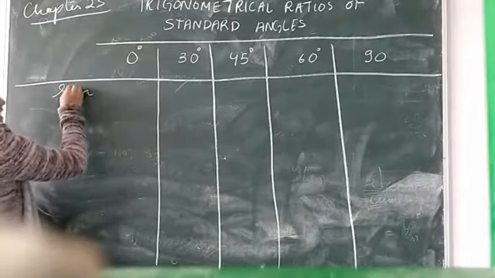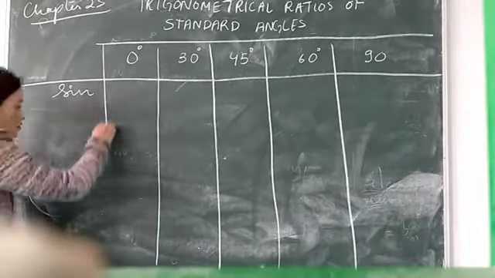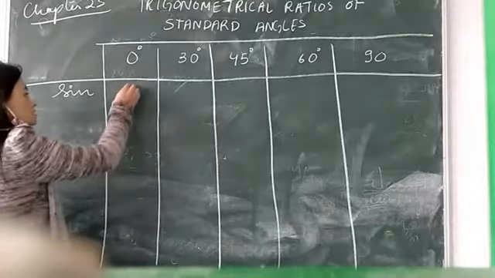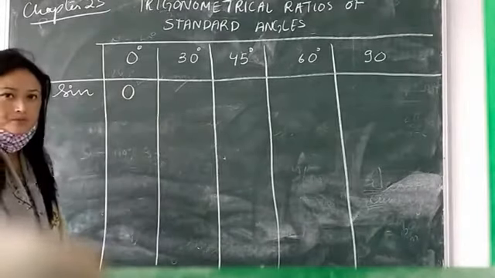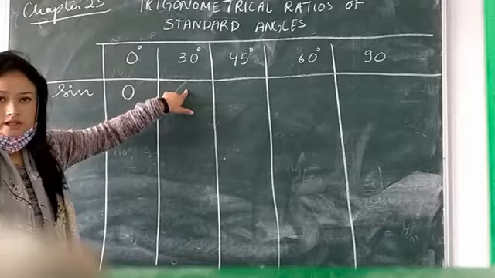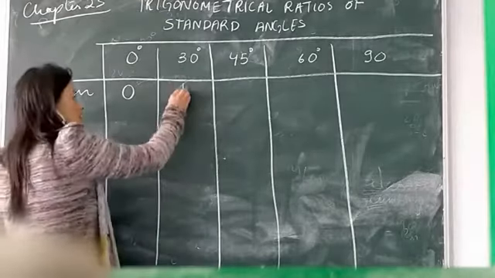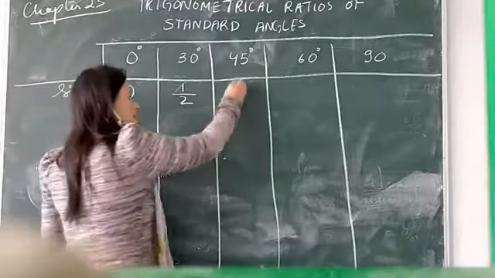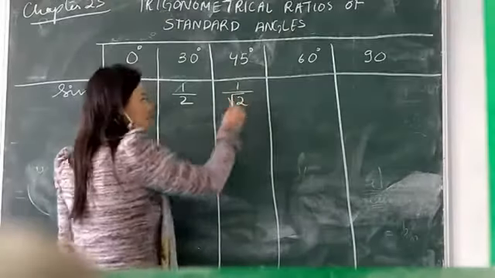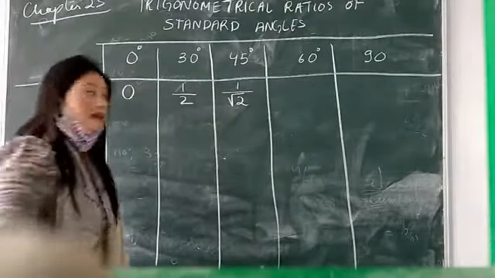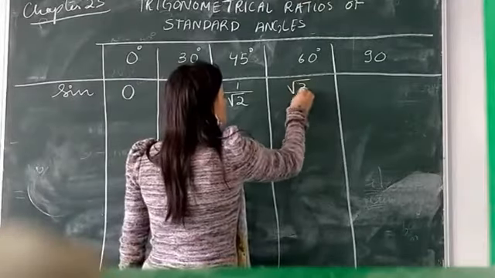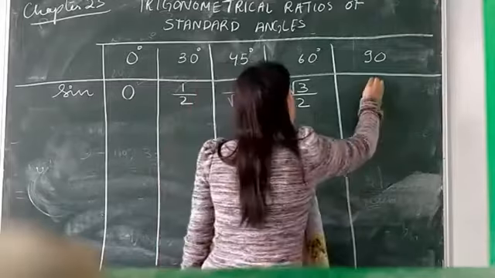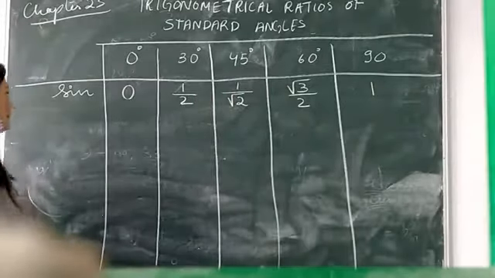The first ratio that we have is sine. Okay, so what is the value of sine 0 degree? Sine 0 degree is 0. Sine 30 is 1 by 2. Okay, sine 30 is 1 by 2. Sine 45 is 1 by root 2. Sine 60 is root 3 by 2. And sine 90 degree is 1.